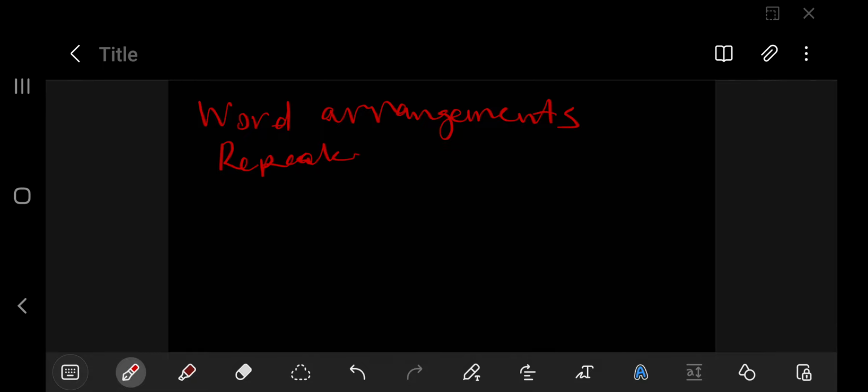Alright, in this video I want us to check word arrangements, but in these word arrangements there are repeated letters, and we want to see how many word arrangements we can make from a specific word if that word has repeated letters, right?